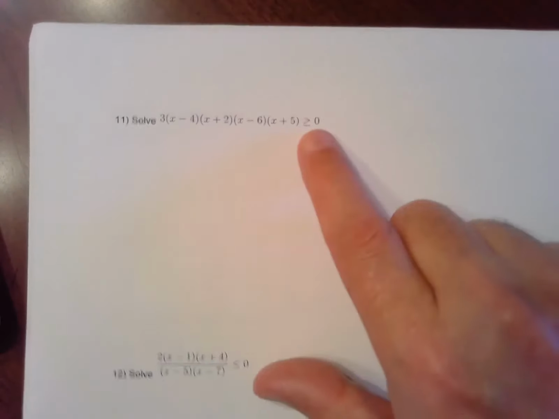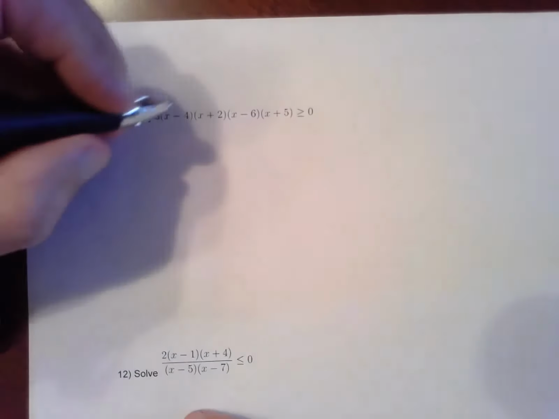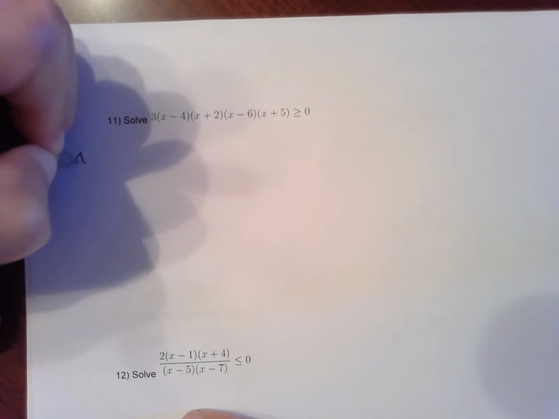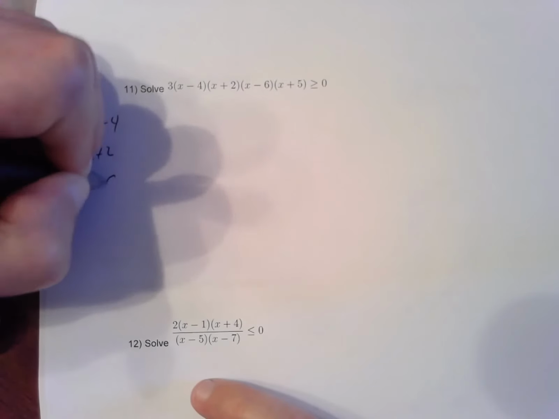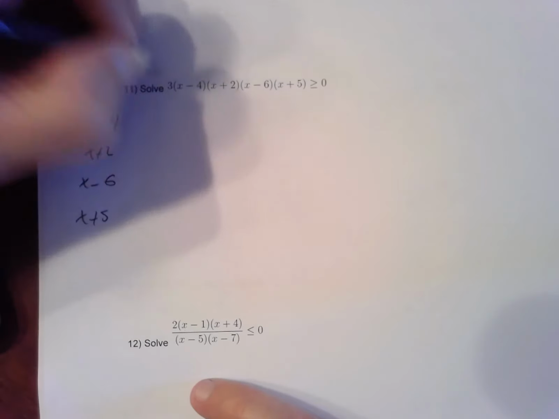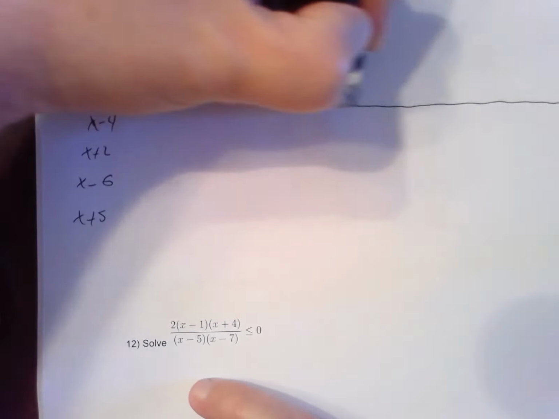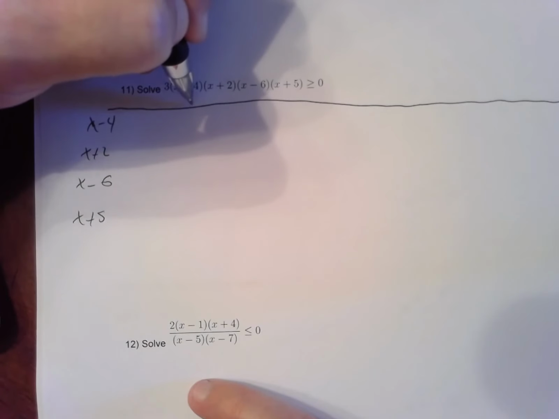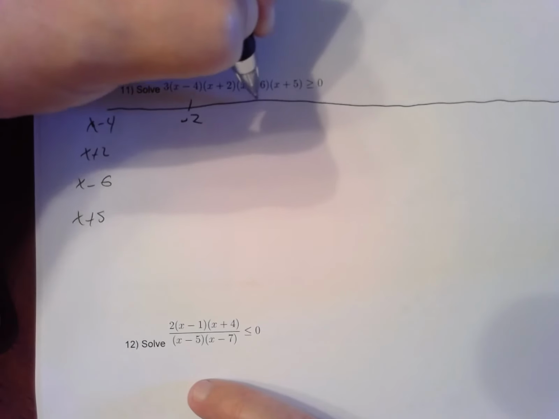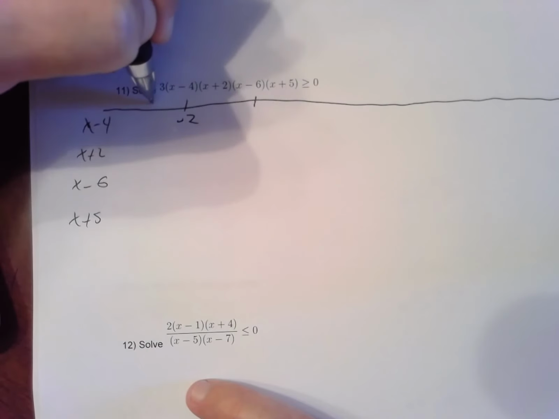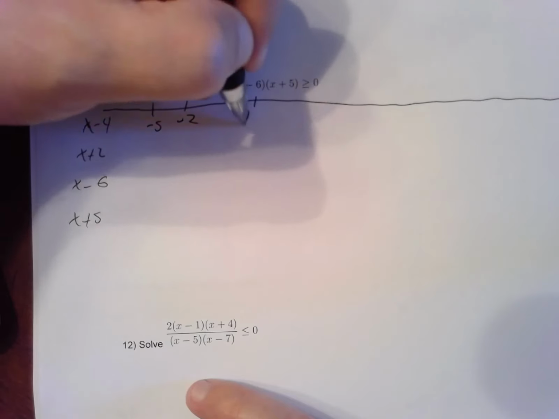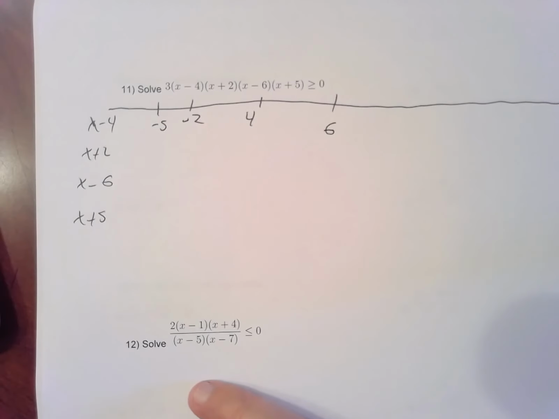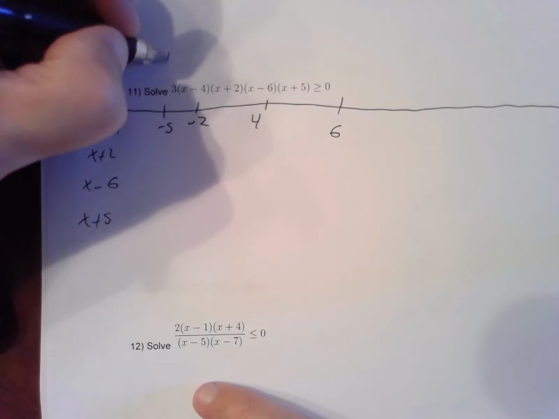Okay, next page. We're solving this nonlinear inequality. So we list all of our factors: x minus 4, x plus 2, x minus 6, x plus 5. That 3 doesn't do anything. Here in our number line, put all of our zeros. So there's a negative 2, a negative 5, almost forgot him, a 4, and a 6. I didn't space that out very well, did I? It's okay.